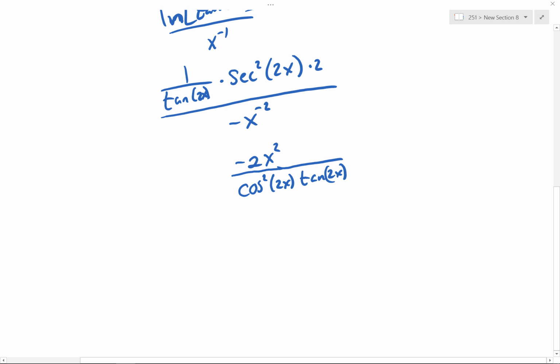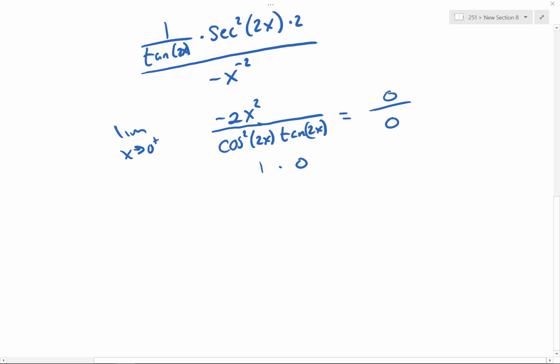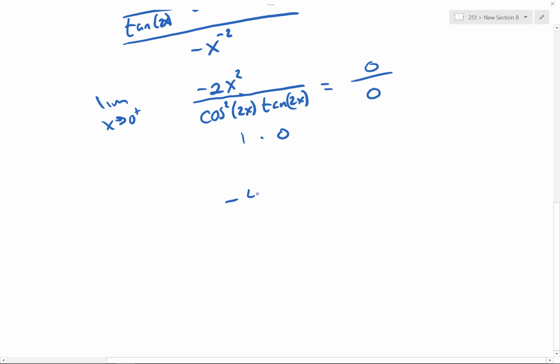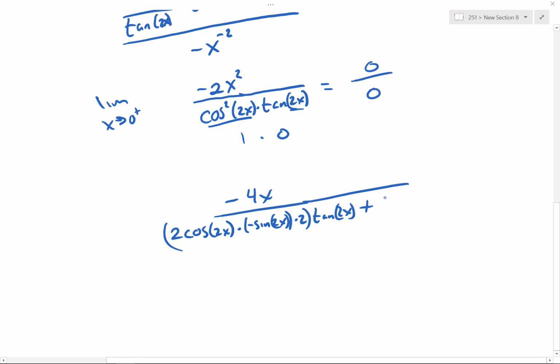So, let's see what happens here. Well, the limit as x approaches 0 from the right, it's going to be 0 over, and then the cosine is 1. The tangent is 0 again, so we've got 0 over 0. Yeah, still have a problem. But I think we're closing in on it. So the derivative of the numerator is negative 4x. This is a chain rule, and there's a product, and this is also a chain right there. So it's going to be 2 cosine 2x times the minus sine of 2x times 2 times tangent of 2x plus cosine squared 2x secant squared 2x times 2.